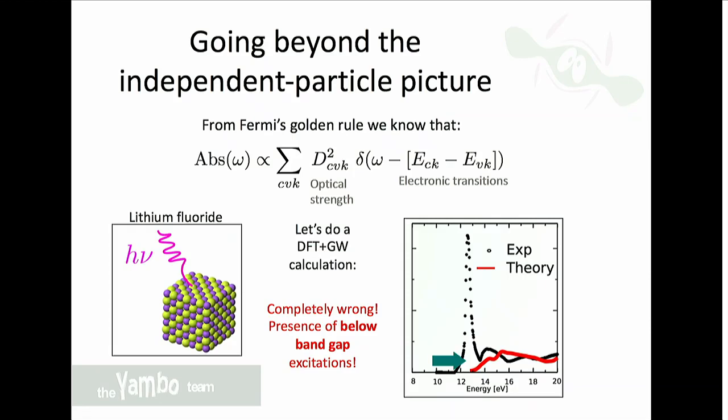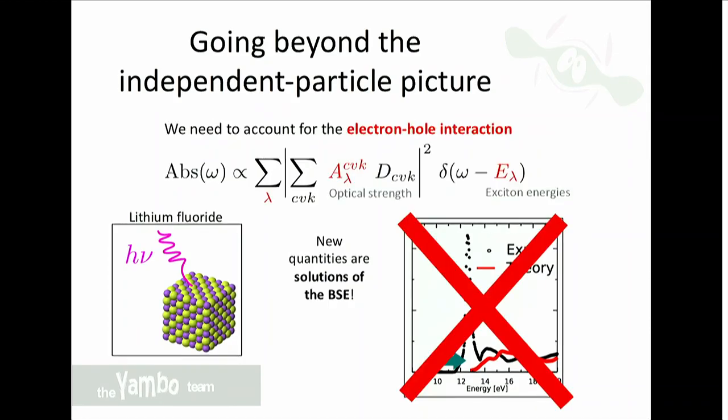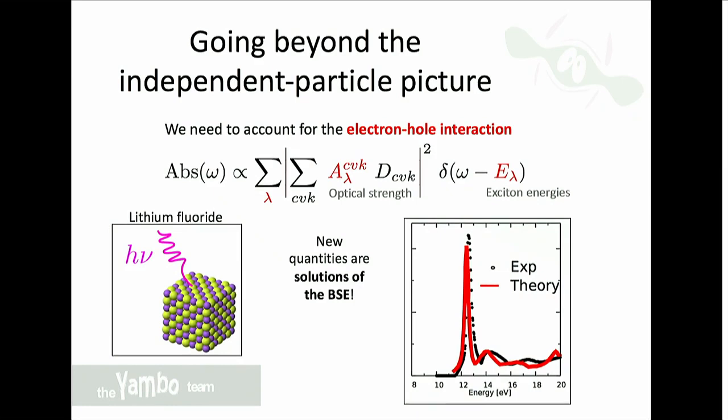And in order to gain an accurate prediction, we will need to modify this expression in this way. You see here, new quantities in red are appearing. In particular, we are summing over a new set of states, lambda. These are the excitons. And the optical strength is now given by a linear combination of all the single particle transitions weighted by these excitonic weight factors. Furthermore, the peaks in the absorption spectrum will not be at the single particle excitation energies any longer, but they are the exciton energies. So how do we find these red quantities is the topic of this lecture, by solving the Bethe-Salpeter equation. If we apply this expression for the optical absorption, we obtain a good prediction of the experiment.